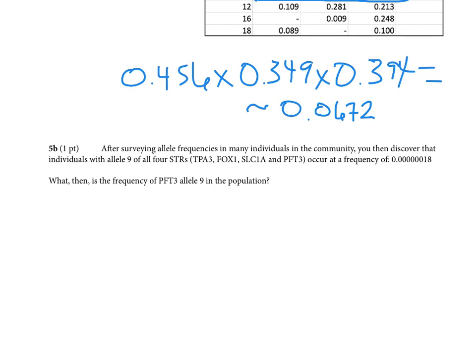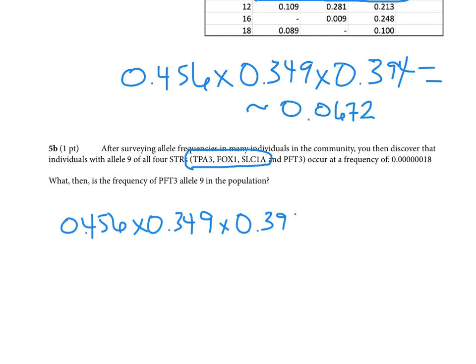In this question, some of you noted that the information about the frequency of PFT3 allele 9 in the population was not shown in the table above. That's not the answer, though. With the information given, you can calculate what the frequency of PFT3 allele 9 is. And that's because we know that the frequency of allele 9 with all 4 STRs is what we already calculated, the frequency of the 3, which is 0.456 times 0.349 times 0.394, just as above. And if we add in this fourth allele, PFT3, then we could consider that that's a variable. So we'll call that P for PFT3, and the product of all 4 of those will equal that number.